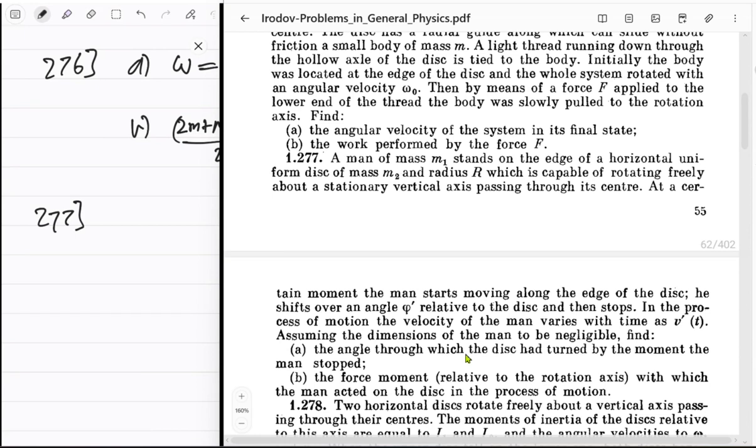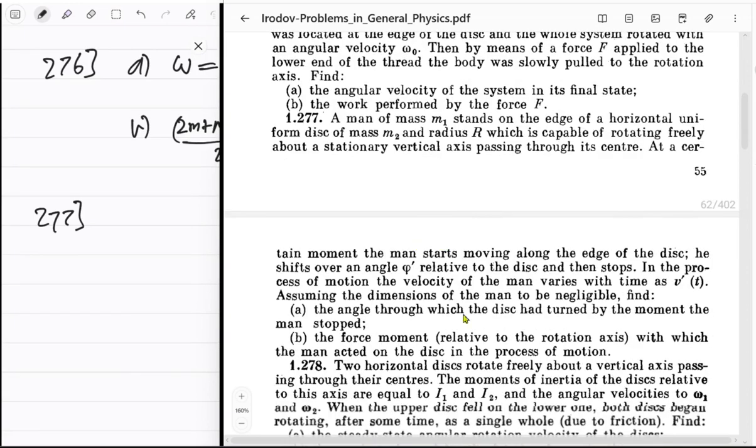The man starts moving along the edge of the disk. Right, okay. It's not moving radially. It's moving along the edge. He shifts over an angle phi related to the disk and then stops. What? Why? So it's like, okay, in the process of, oh okay, that is like the final and initial state. That's all they're saying. I thought it was starting, then stopping, starting and stopping. That would make a perfectly hard question, right? I thought they would do something like that.